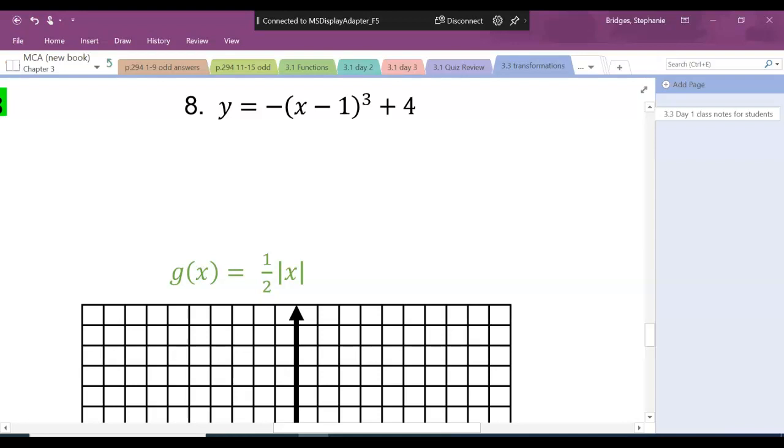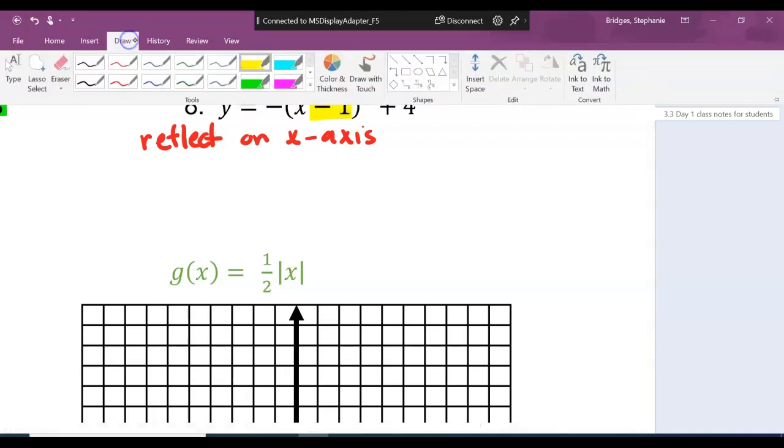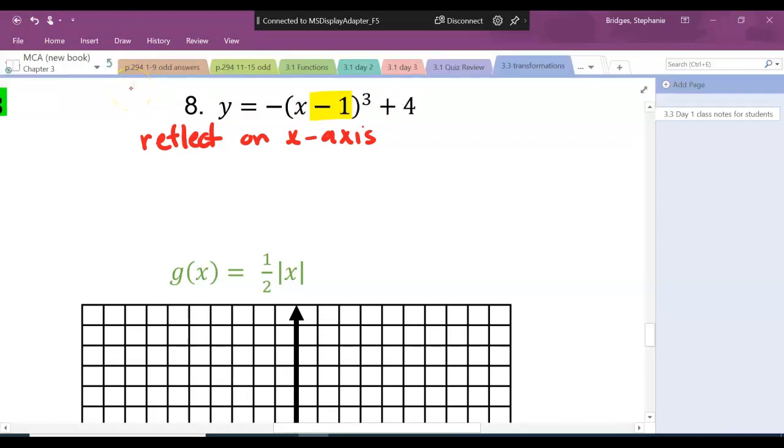Start at the beginning. What's the very beginning of my function? A negative. Is that inside or outside? Outside, so that's going to reflect. Then I'm going to go to the next part. This is a -1. Is that inside or outside of my function? Inside, so that means it's going to move to the right one.